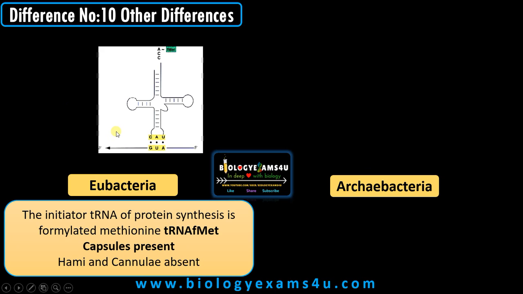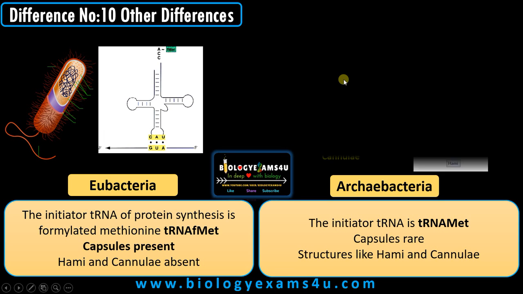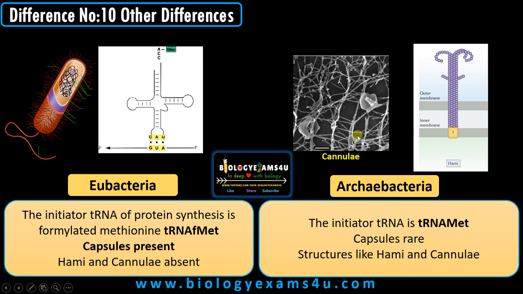Other differences include the initiator tRNA of protein synthesis in Eubacteria, which is formylated, tRNA F-met, formylated methionine. Then capsules, an outer covering made up of polysaccharides, are present in most Eubacteria. Hami and cannulae are absent in Eubacteria. Whereas in Archaebacteria, this initiator tRNA is methionine tRNA without formylation, just like the eukaryotic initiator tRNA. Capsules are rare or absent.